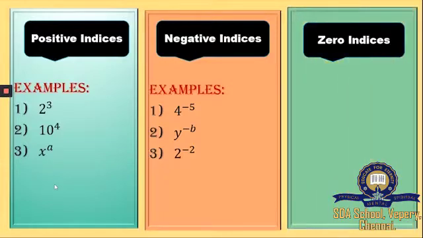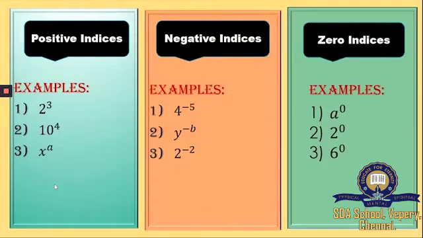Next is about zero indices. Zero indices will have the power 0. All these are examples of zero indices. And any number to the power 0 will always be 1. That is a condition. So a power 0 will be 1, 2 power 0 will be 1, and 6 power 0 will also be 1. So this is all about positive, negative and zero indices.